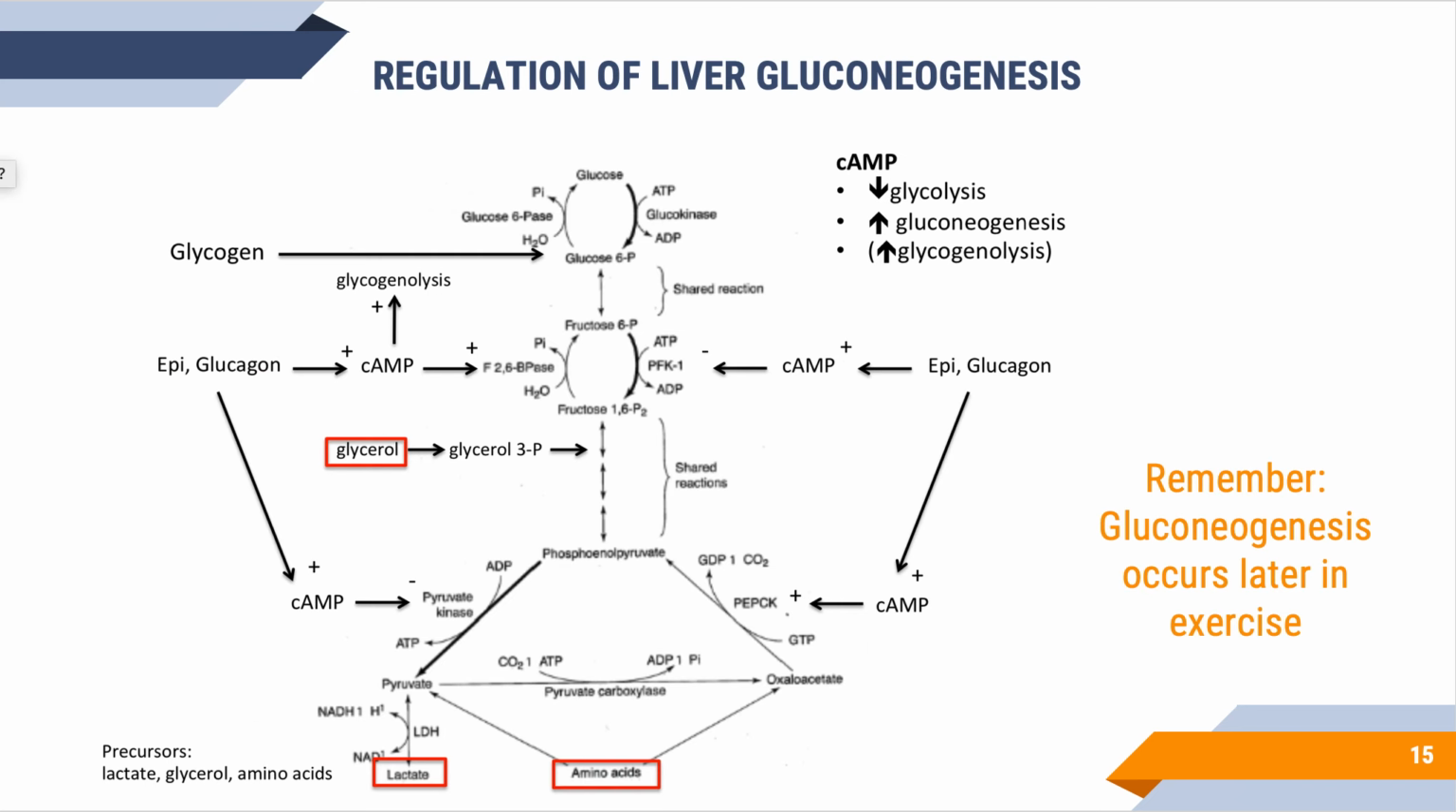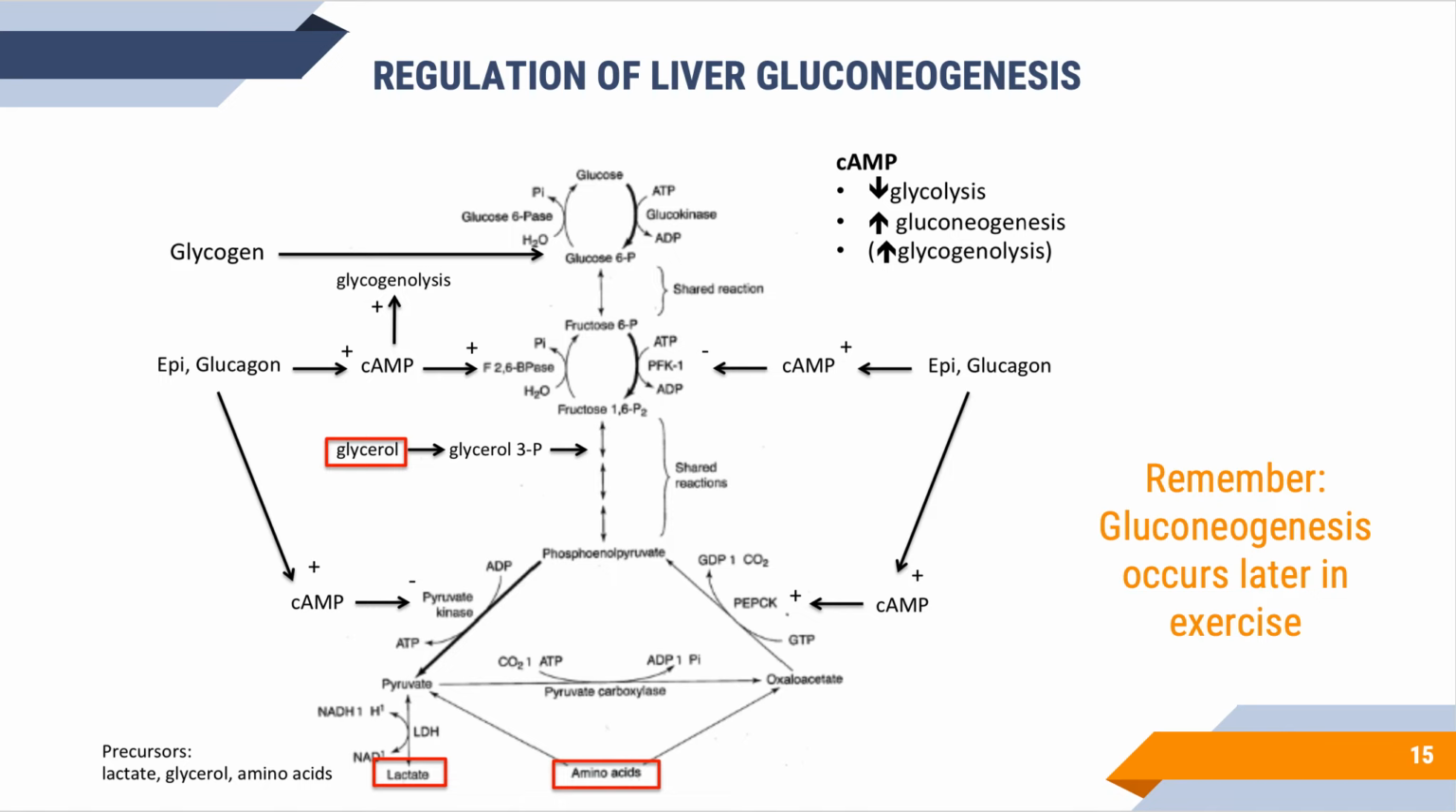Here, I just want to highlight a couple points. So we're talking about liver gluconeogenesis. We mentioned that late in exercise, the liver can actually create glucose. And what's happening here is I just want to highlight the point that our precursors, lactate, glycerol, and amino acids, are going to be formed as products of exercise metabolism that can then be used late in the exercise period to produce glucose through liver gluconeogenesis.